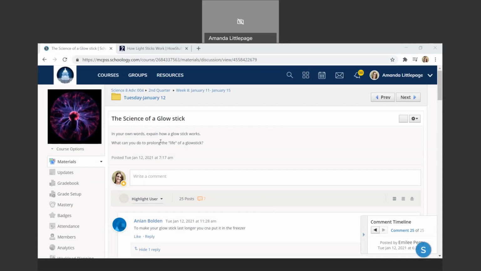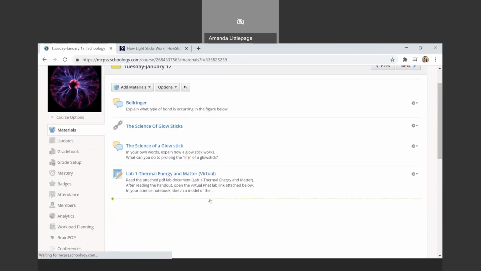That's because it slows down the rate of the reaction. And that kind of leads us into where we're going for the rest of the week, which is that we are going to look at the rates of reactions. So let's take a look at the next assignment.